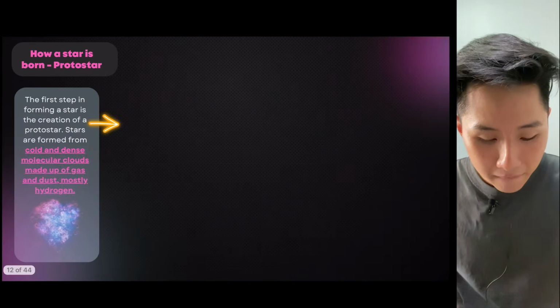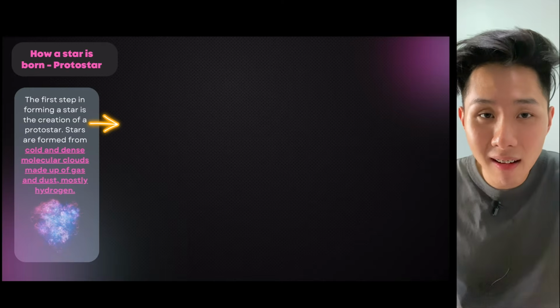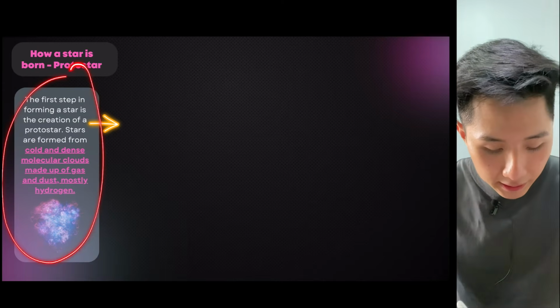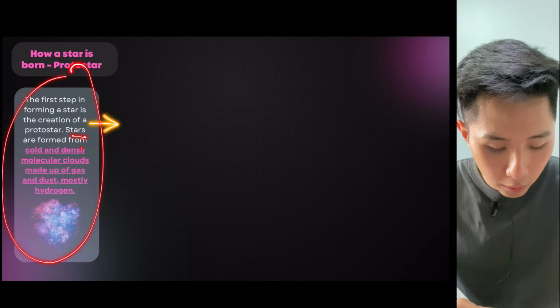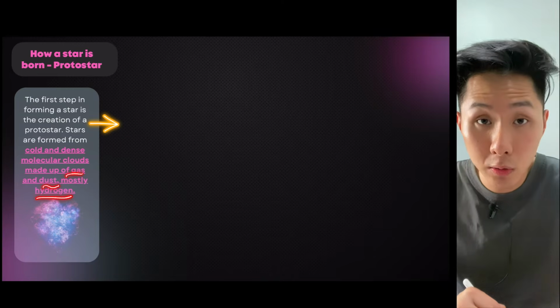That's how it works. So let's look into how a star is born. Not the movie, but how a star, like our sun, is born from scratch. So initially, stars are formed from cool and dense molecular clouds made of gas and dust, mostly hydrogen.